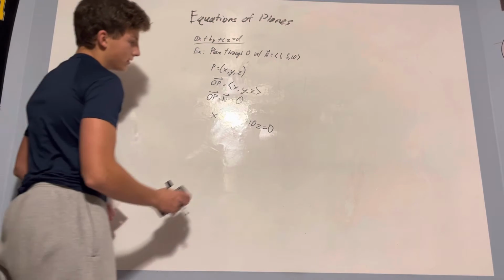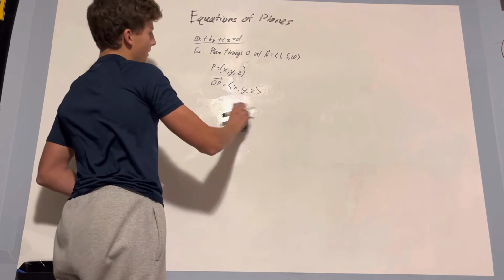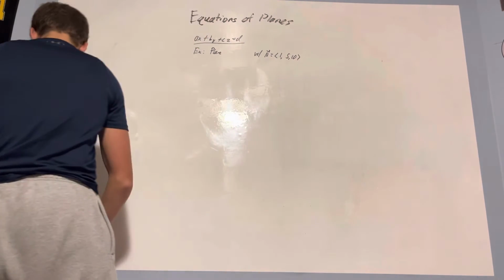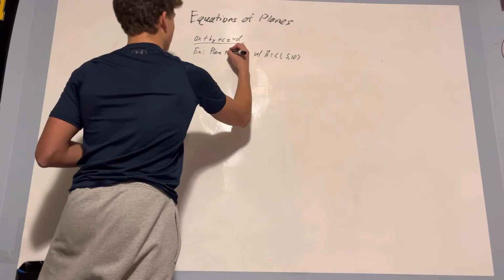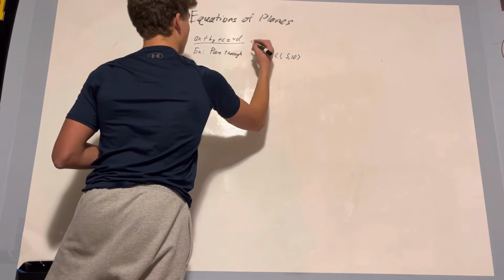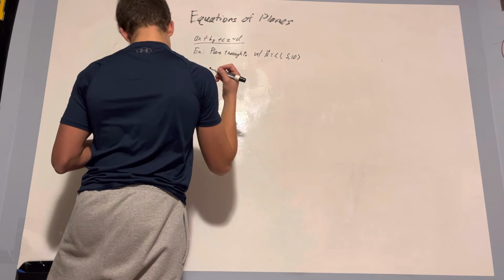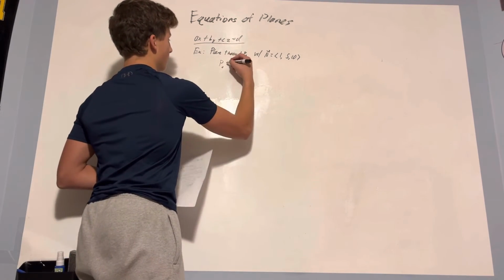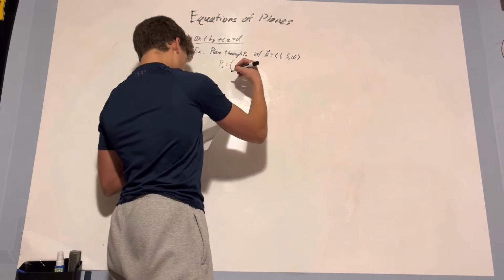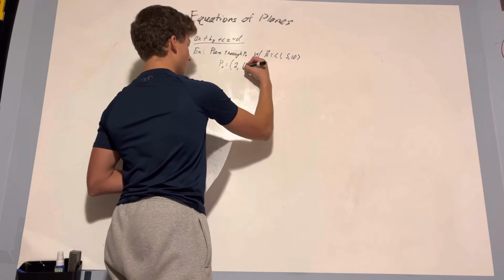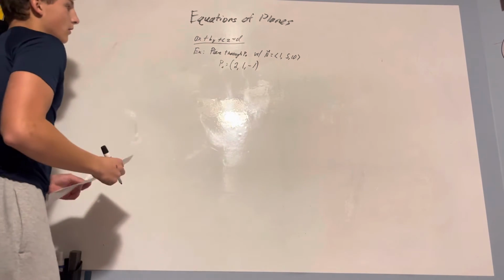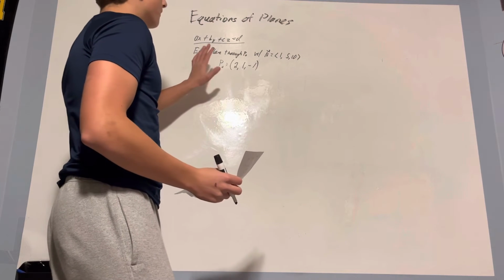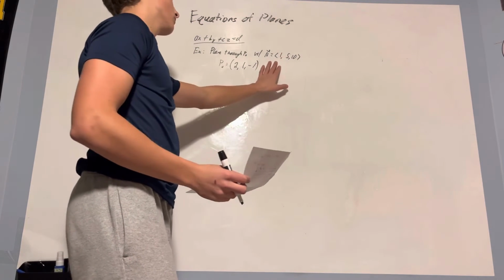So let's look at one that's a little bit more complicated, but not too bad. Let's look at a plane. We're going to have the same normal vector. We're going to have a plane that goes through point P naught, and we're going to say that P naught is 2, 1, negative 1. And we want to find the equation of the plane that goes through P naught and has a normal vector 1, 5, 10.